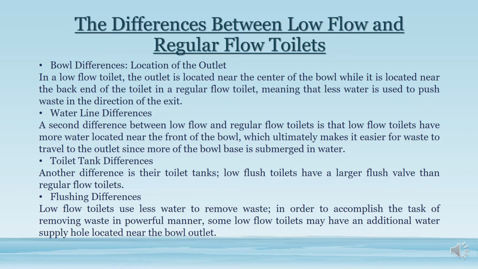Next is toilet tank differences. Another difference is toilet tanks. Low flush toilets have a larger flush valve than regular flow toilets. The last one is flushing differences. Low flow toilets use less water to remove waste. In order to accomplish the task of removing waste in a powerful manner, some low-flow toilets may have an additional water supply hole located near the bowl outlet.